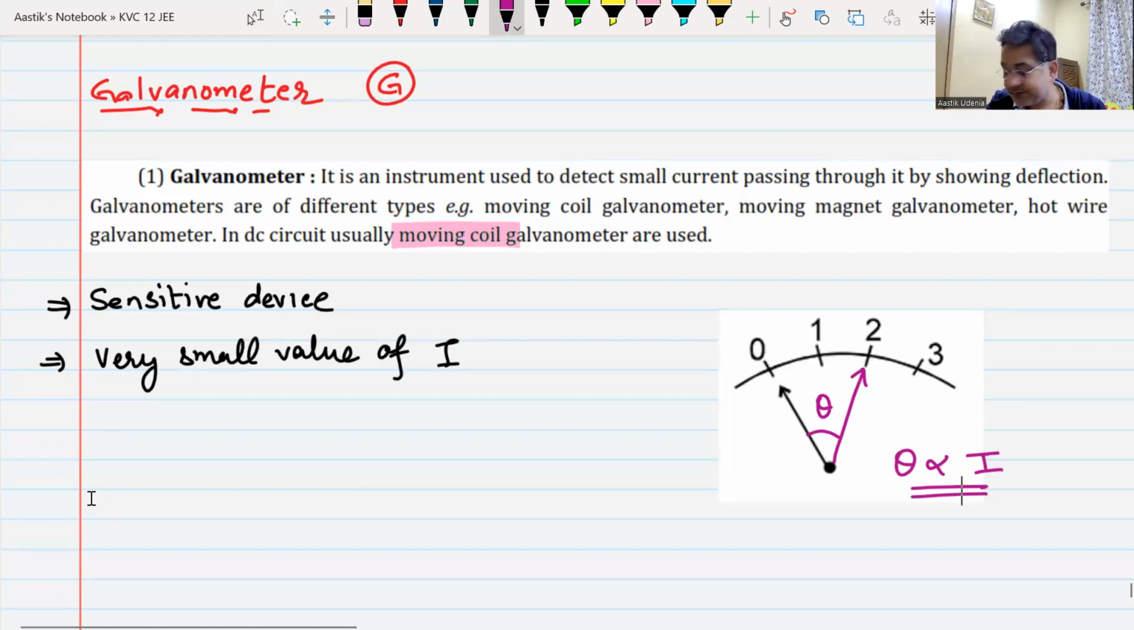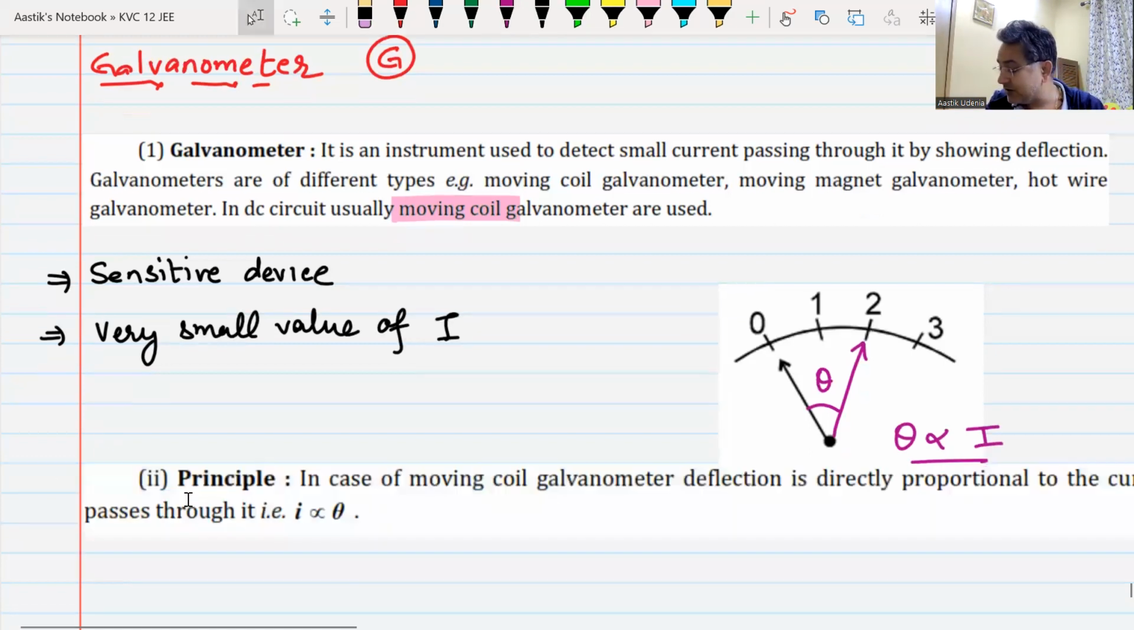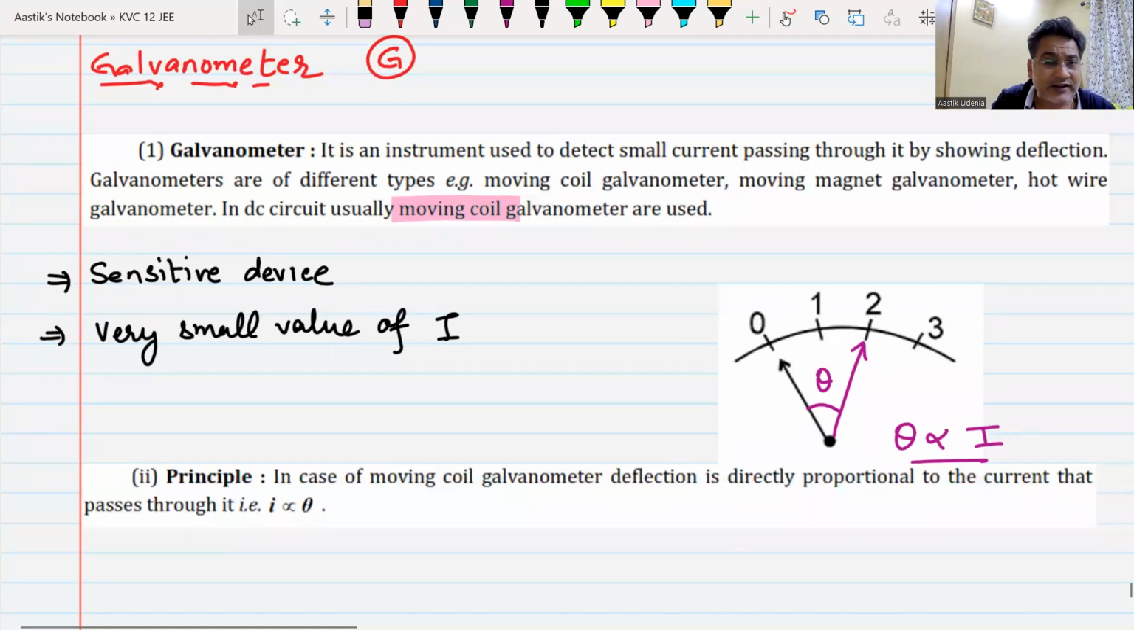Do we get this? So it is known as a moving coil galvanometer because this deflection in this galvanometer is directly proportional to the current that is flowing, and since it is a very sensitive device, it can actually measure very small values of current.